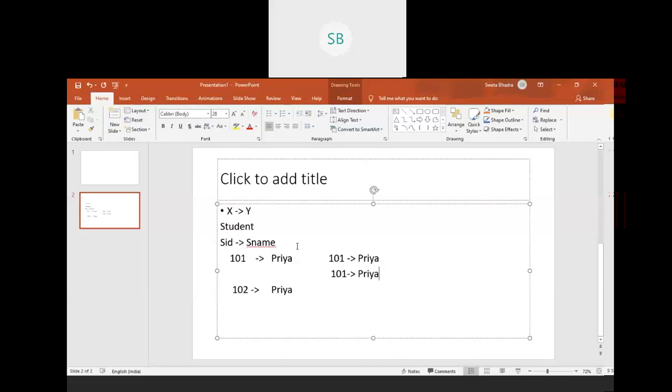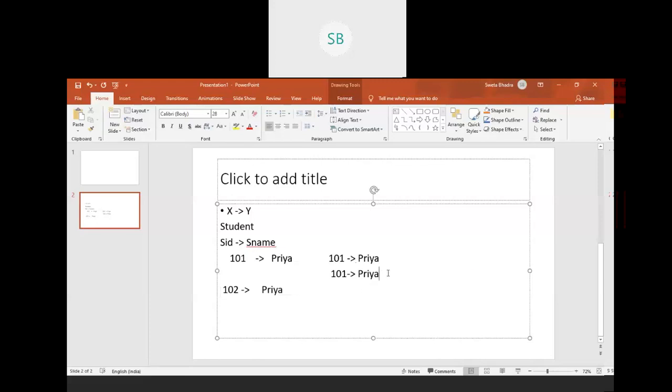Now, if you go by this student ID, 101 Priya and 101 Priya, then also you are able to determine that this Priya refers to the same person. Probably the value was entered twice by mistake, but it refers to the same person. So this case is also valid, because 101 is clearly defining Priya.